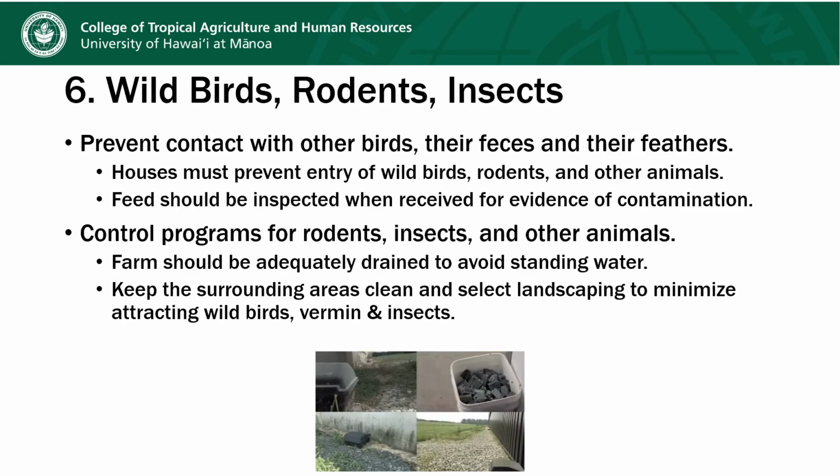It is very important to have control programs for wild birds, rodents, insects, and other animals. Houses should be constructed so that wild birds and other animals cannot enter. Inspect feed upon receipt for evidence of contamination, and try to keep the surrounding areas clear and clean to minimize attracting critters.